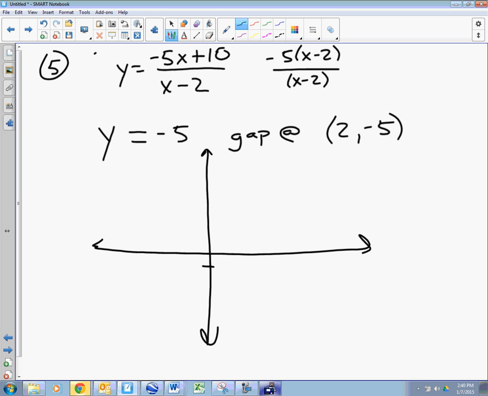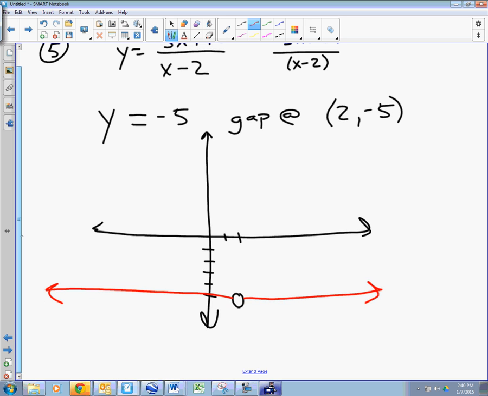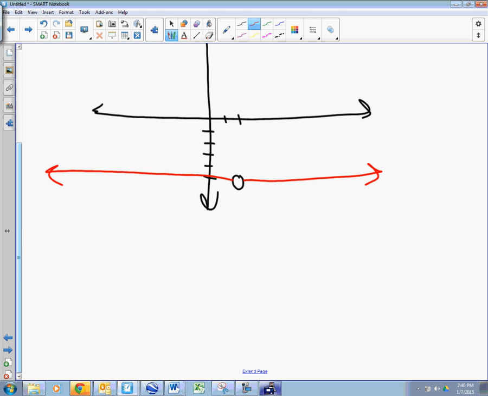All right. So here we go. 1, 2, 3, 4, 5. All right. And over 1, 2. So I draw a gap there. And then the line of y equals -5 is a horizontal line the rest of the way, correct? So that's what the graph looks like. And if you drew that on your graphing calculator, you'd get that shape.